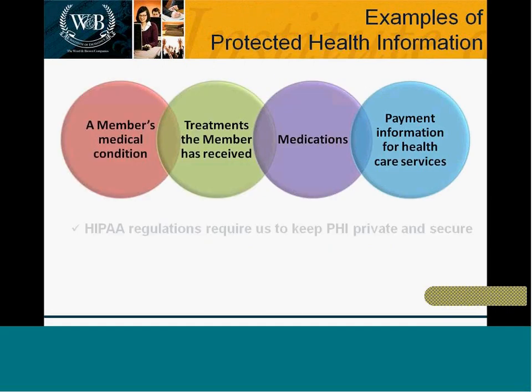Here's a different way to think about protected health information. I think it's a more simple way to look at it. It's the medical condition someone may have, the treatment they may be receiving for that medical condition, the medications they may be taking, and the payment for healthcare services. So put simply, it's: what condition they have, how they're fixing it, what they're taking for it, how much it costs.